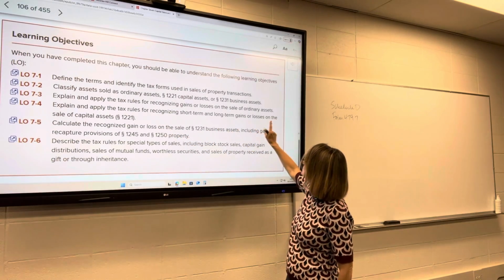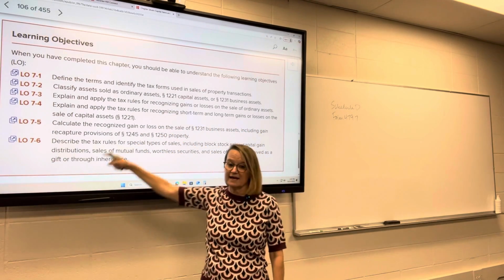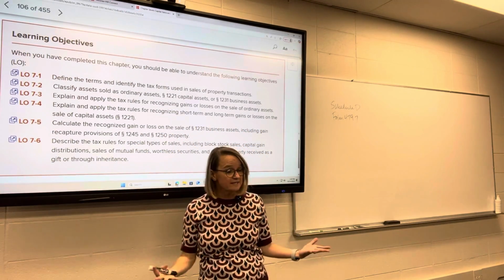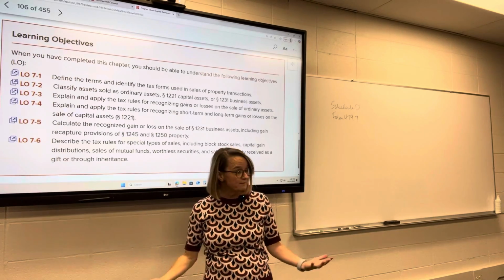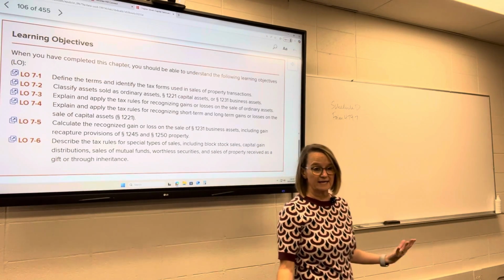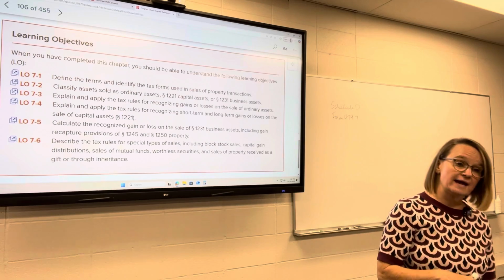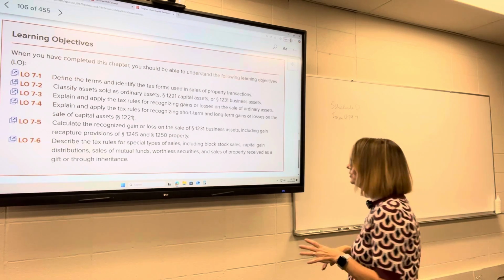Then we're going to talk as well about capital assets. What is a capital asset? What happens when we sell a capital asset at a gain? What happens when we sell a capital asset at a loss and where we report that.